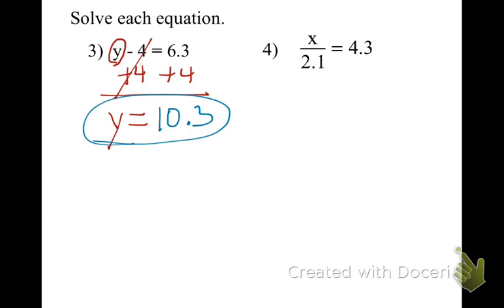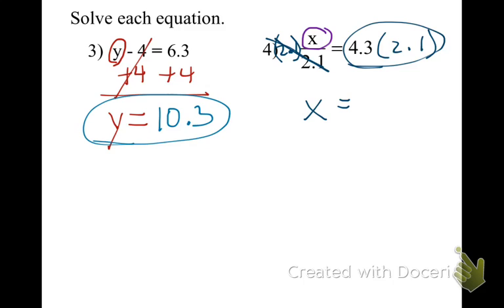So looking at number 4, once again, what's my goal? To get x all by itself. Now I have this pesky 2.1 underneath it. Since I'm dividing by 2.1, what's the opposite? I need to multiply by 2.1. So let's do some multiplication. So I multiply by 2.1 on one side, multiply by 2.1 on the other. My 2.1s, they cancel out. I'm just left with my x.